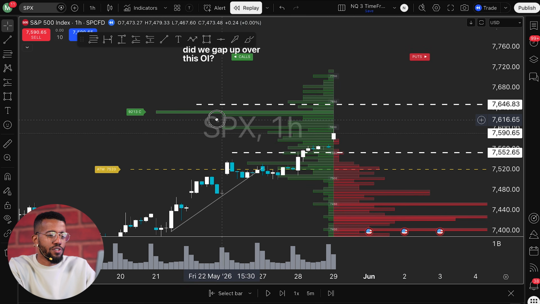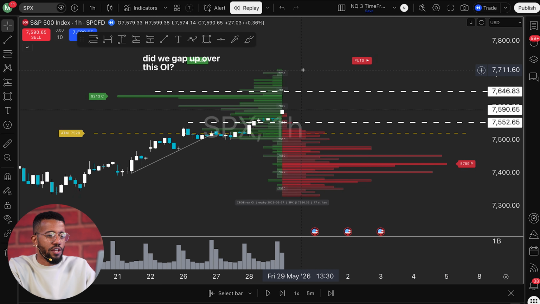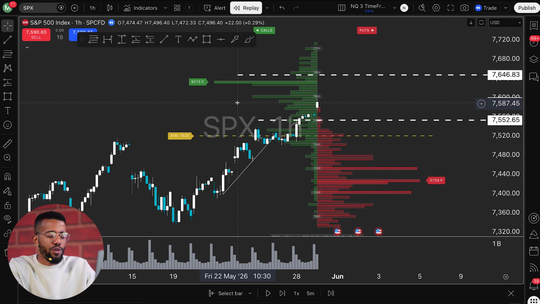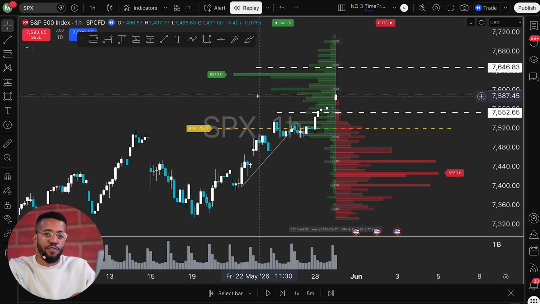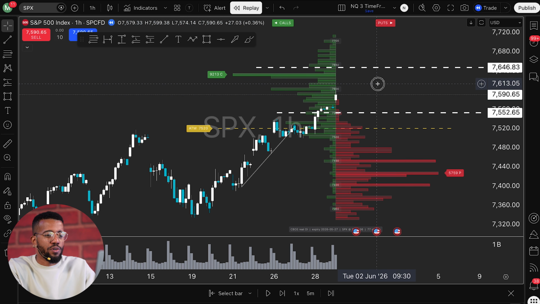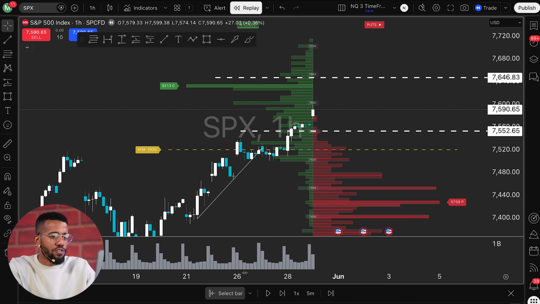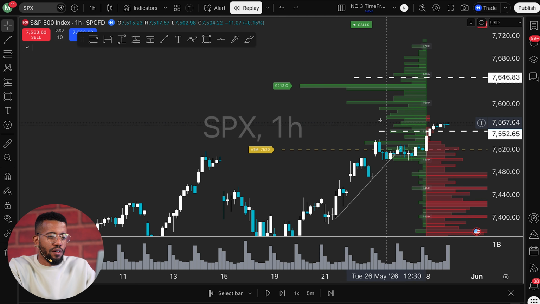Now, I created this using Claude as a custom indicator where I basically take the open interest for a day and then I overlay it on that day for SPX. And I use that for confluence. And what you'll notice here is something very, very important. So let's go back to this point in time here.